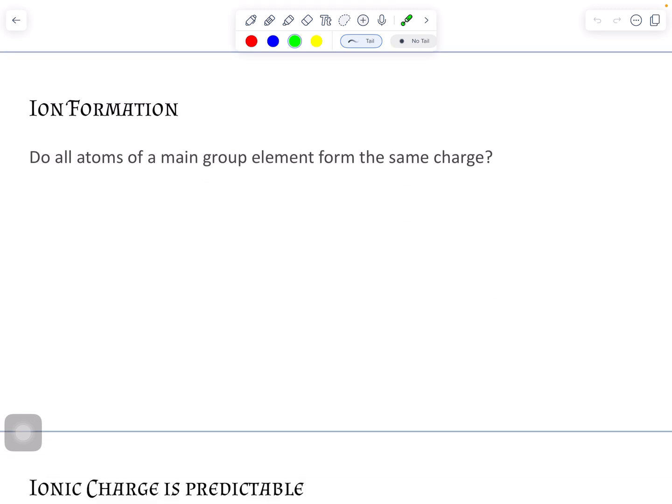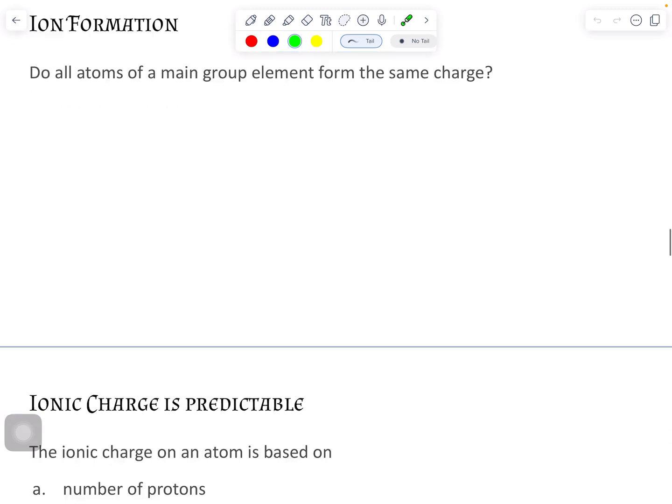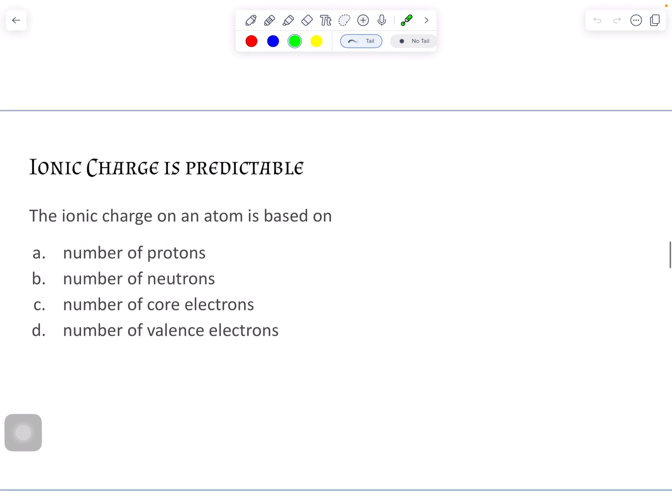Do all atoms of a main group element form the same charge? So, in other words, do all magnesium atoms form the same charge? Or do all nitrogen atoms form the same charge? Is the entire set of main group elements the same charge? Just a single element within the main group, do atoms of that element always form the same charge? So last time we learned that ionic charge is predictable, and so we want to know, what is it based on?